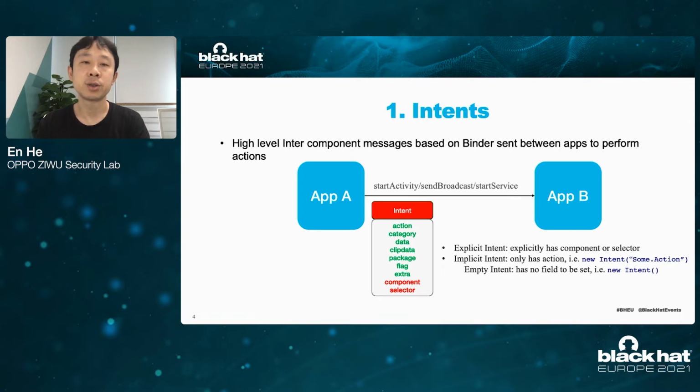So, what are intents? Intents are high-level inter-component messages based on binder, sent between apps to perform actions. For example, app A can use an intent to perform actions like start activity, send broadcast, or start service on app B. An intent has many fields to describe itself, including action, data, component, and so on. If it has a component or selector, it is an explicit intent, meaning its destination app is explicitly set. If it has only an action, it is an implicit intent, meaning only apps declaring an intent filter with this action can receive the intent. If it has no fields, we call it an empty intent.